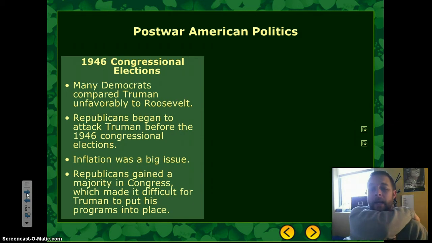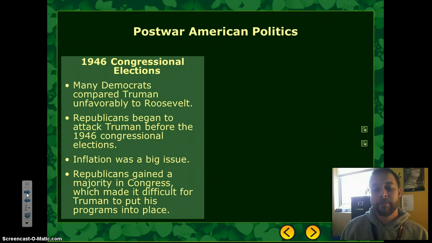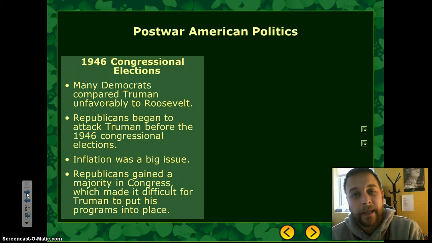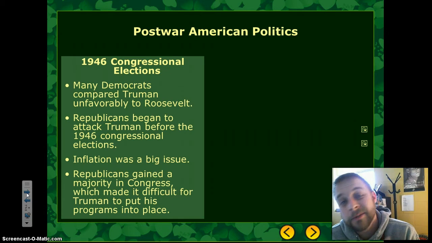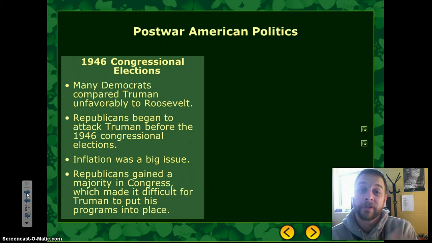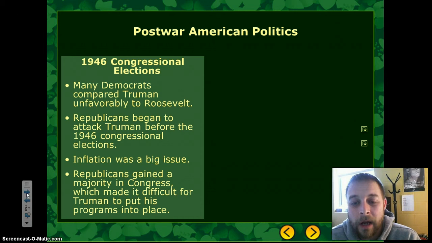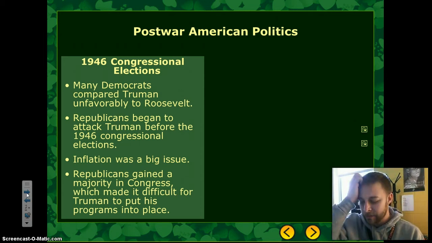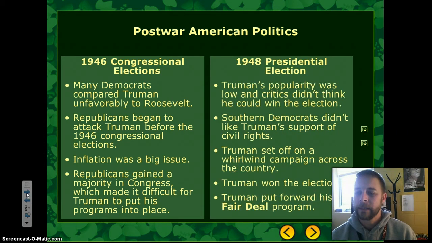All right, so Truman was not popular amongst a lot of Democrats. Plus, he was coming under attack from Republicans also. Inflation was on the rise because so many consumer goods were being sold and were in demand. And he loses the Congress to the Republicans. So Republicans gained a majority in Congress in 1946. It's going to make it difficult for him to get things done.